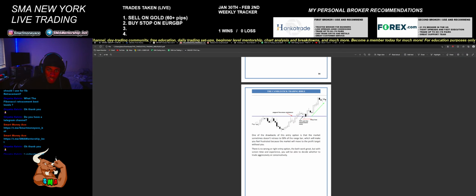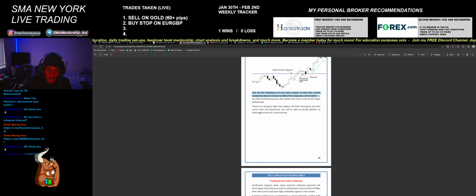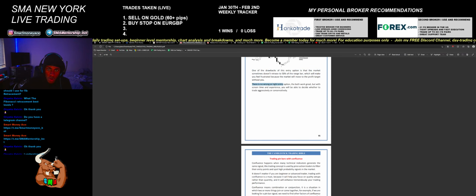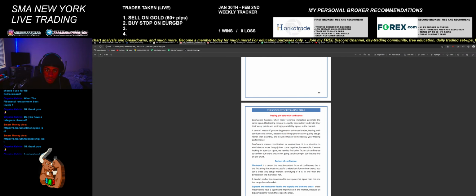One of the drawbacks of this entry option is that the market sometimes doesn't retrace to the 50% of the range bar, which will make you feel frustrated because the market will move to the profit target without you. There's no wrong or right entry option. They both work great, but with screen time and experience, you'll be able to decide whether or not to trade aggressively or conservatively.